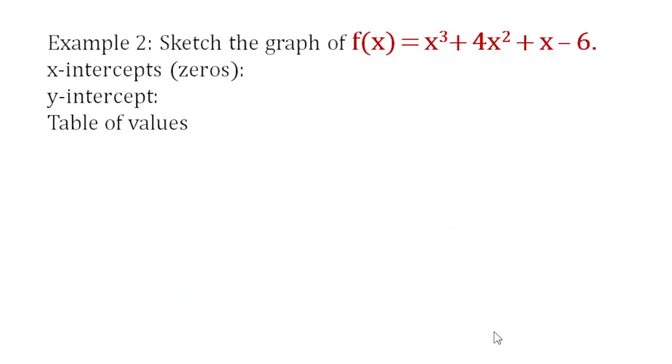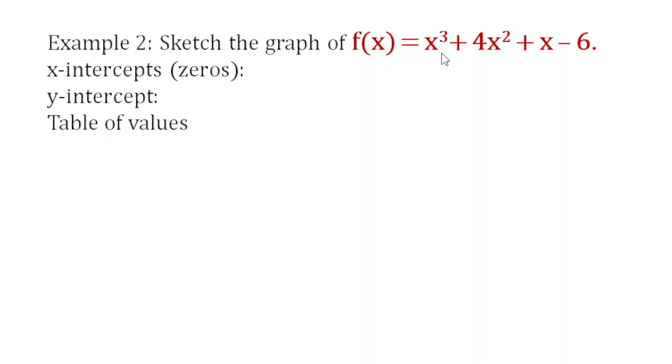Now let's do example number 2. Sketch the graph of f of x equals x cubed plus 4x squared plus x minus 6. Now, for polynomial functions of degree 3, there are at most 3 zeros or 3 x-intercepts.